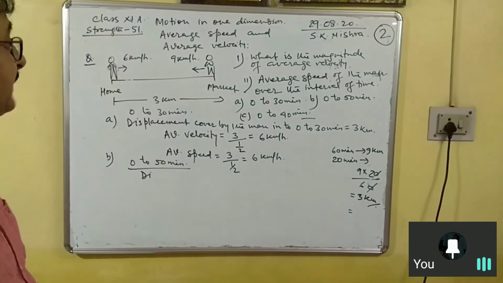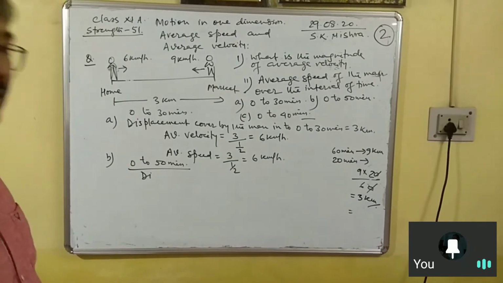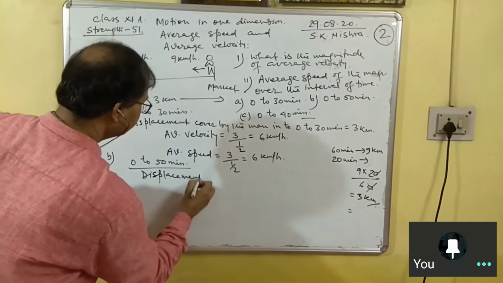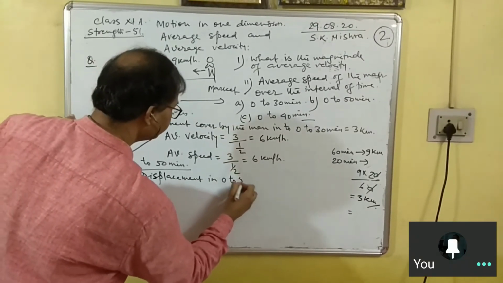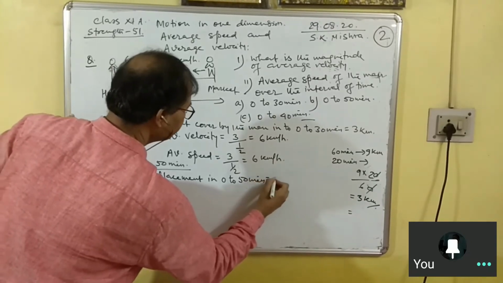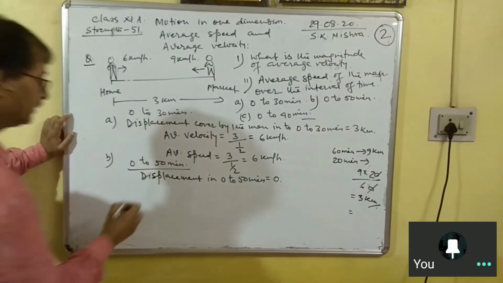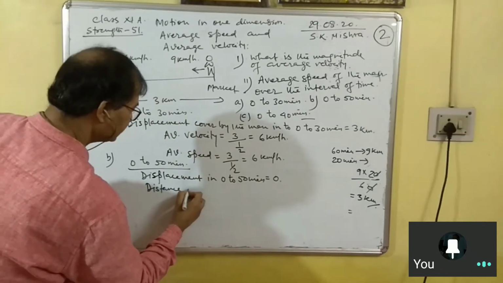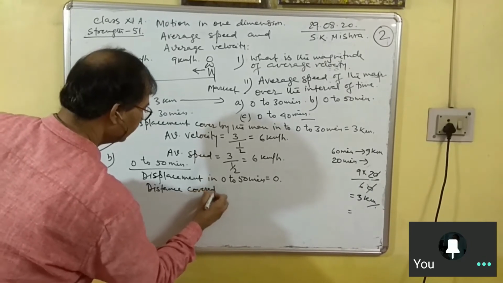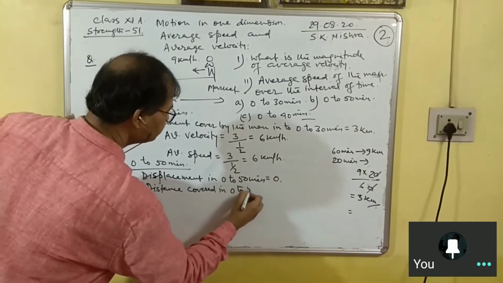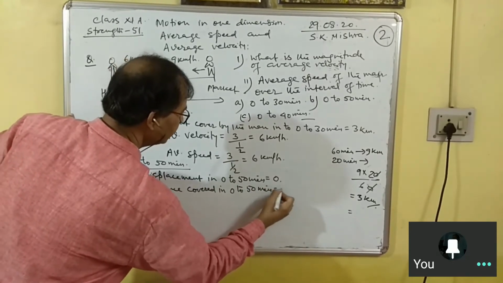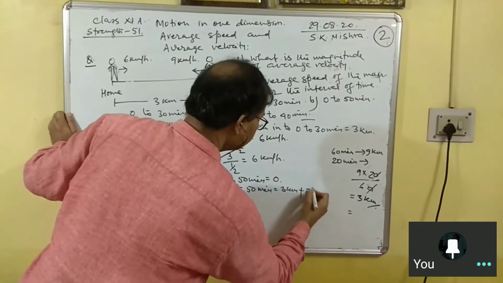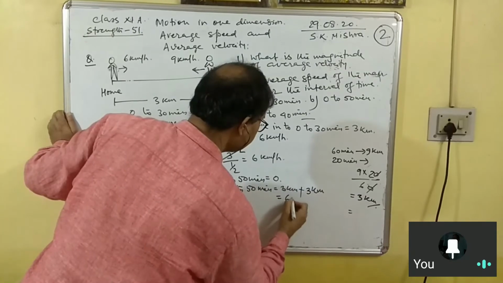So what is the displacement? In 0 to 50 minutes it is 0. So displacement in 0 to 50 minutes is equal to 0. But distance is not 0. Distance covered in 0 to 50 minutes: it's 3 kilometer plus in returning 20 minutes, that is 3 kilometer. The total is 6 kilometer.